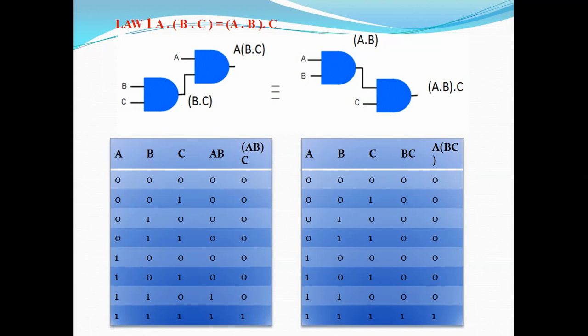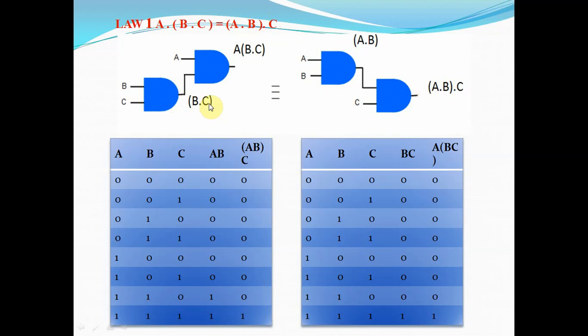Then next, associative law. The associative law is a law in which we change the grouping of terms, or remove brackets. The order of calculation can be changed without affecting the results. This is the meaning of the associative law. The first law says: A into B into C is equal to AB into C. This is the logic diagram implemented for the RHS, and this is the logic diagram for the LHS. First B into C, what will be the output? B and C are the inputs to the AND gate.